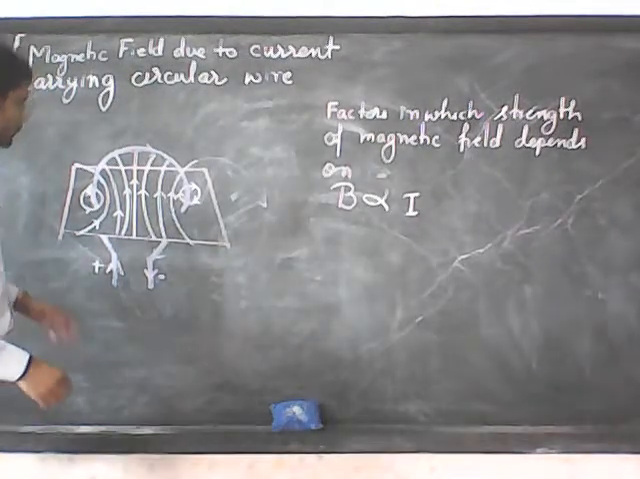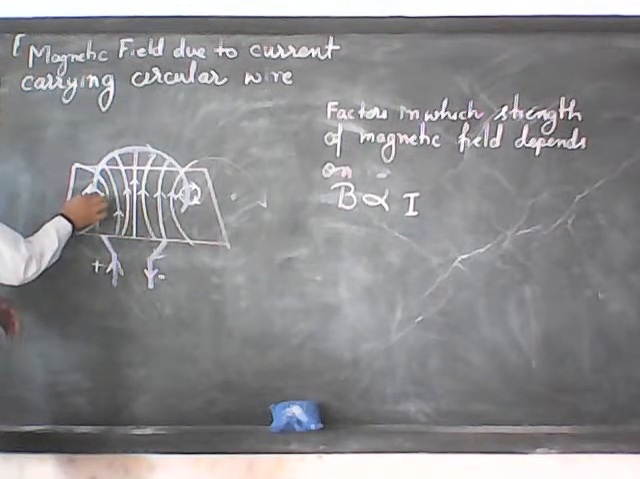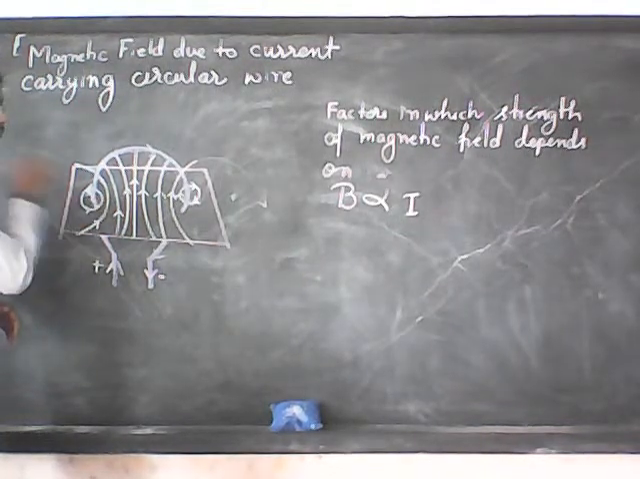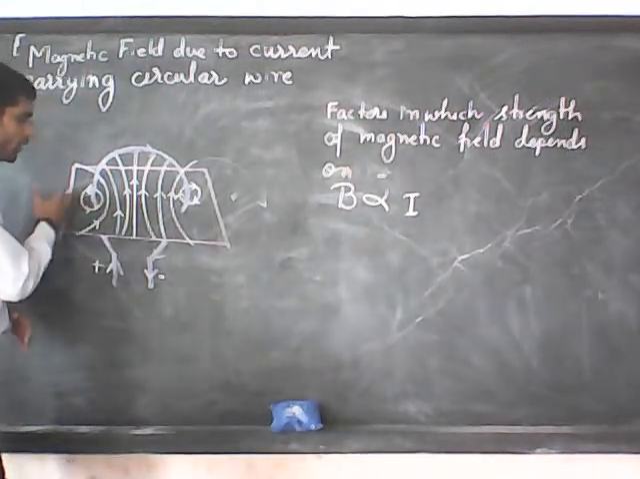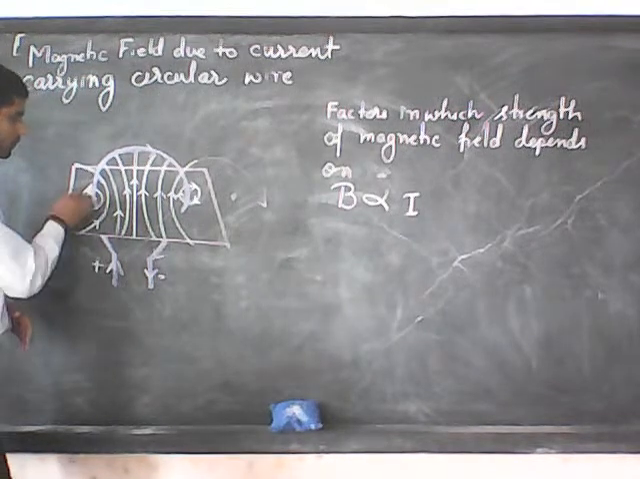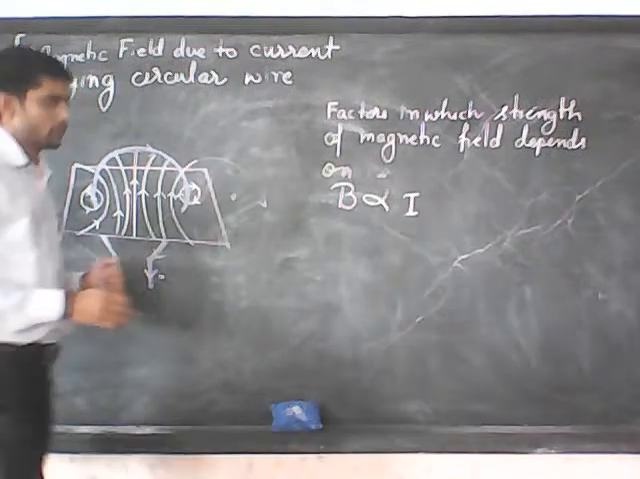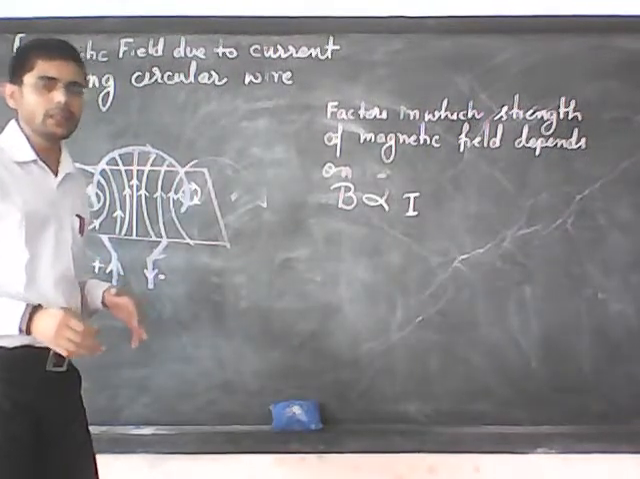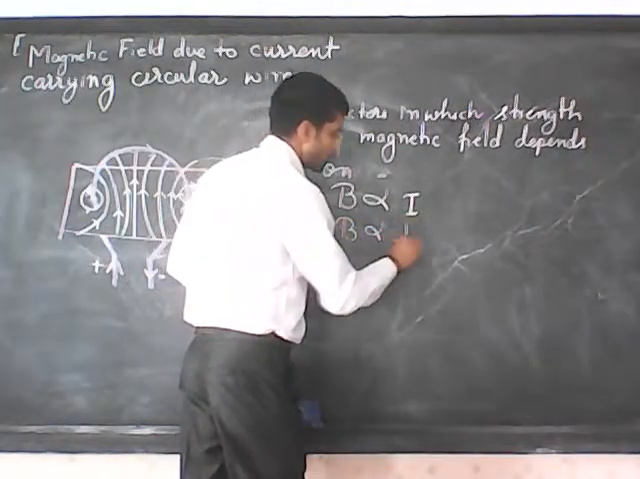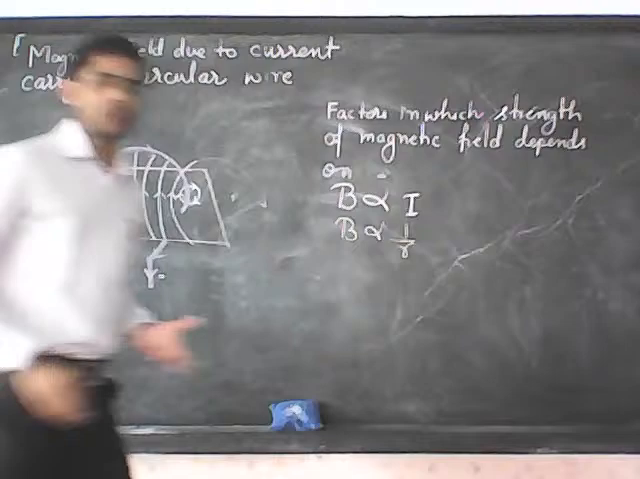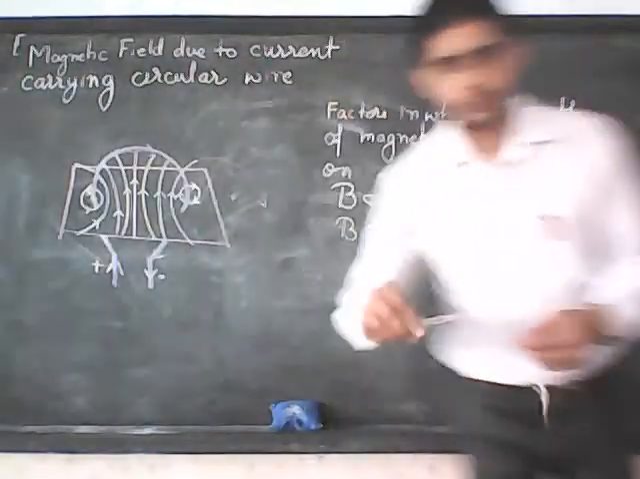And another, you will see that near to the wire, the magnetic field will be more. But as soon as you move away from the wire, the magnetic field will reduce. That I already showed you in the activity. So it means that it is inversely proportional to the distance from the wire, if it is a single loop.